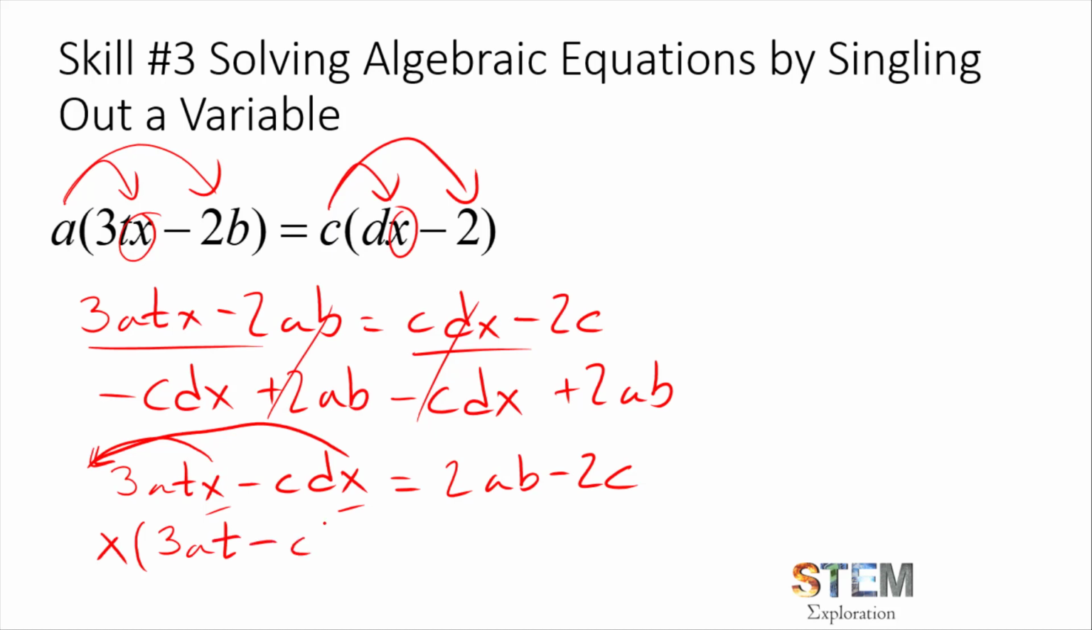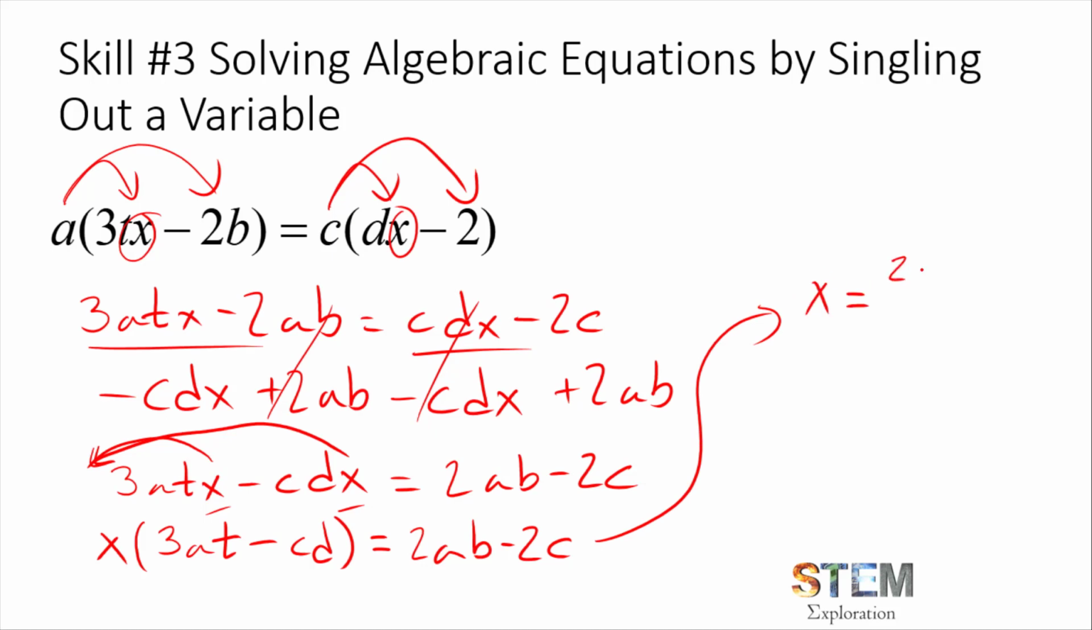minus cd. Because what you're doing here is that if we did this distributive property here, we could then recreate what we had before. And then you'd have 2ab minus 2c. And we singled out a specific variable. And if we divide both sides by the part that's in parentheses here, our final solution should be 2ab minus 2c all over 3at minus cd.